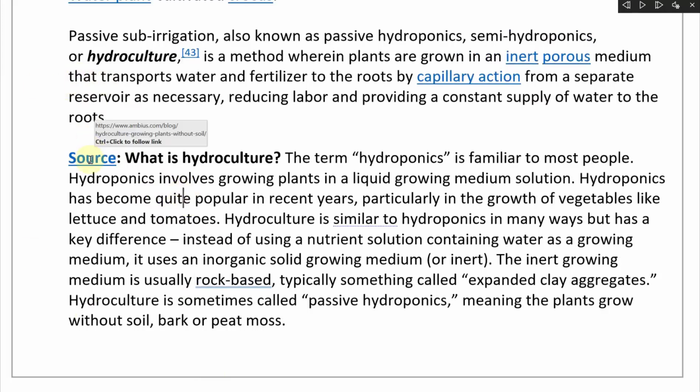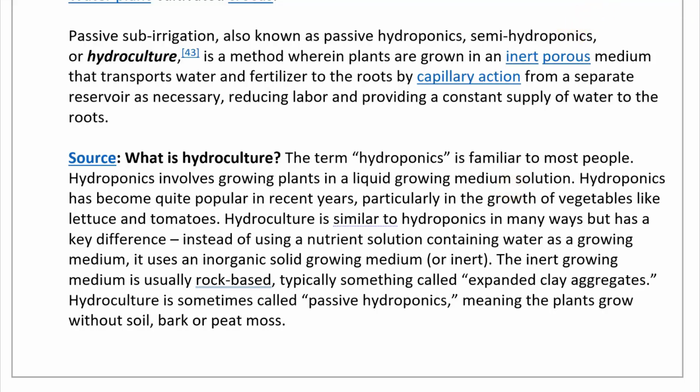This is from ambius.blog, and this is horticulture growing plants without soil. So what is hydroculture? The term hydroponics is familiar to most people. Hydroponics involves growing plants in a liquid growing medium solution, and it has become quite popular in recent years, particularly in the growth of vegetables like lettuce and tomatoes. Hydroculture is similar to hydroponics in many ways, but has a key difference.